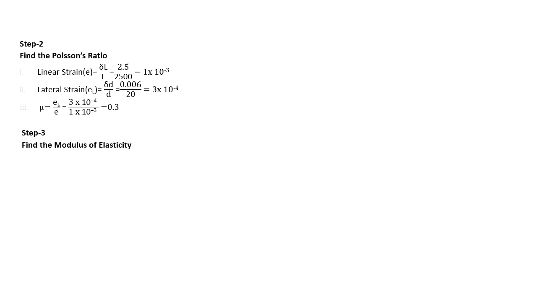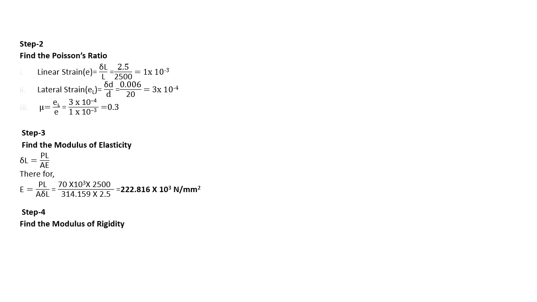Step 3. Find the modulus of elasticity. We know the formula delta L is equal to PL upon AE. By rearranging this formula, we get the new formula for modulus of elasticity, that is E is equal to PL divided by A into delta L. By putting each value in this equation, we get Young's modulus 222.816 into 10 raised to 3 Newton per mm square.